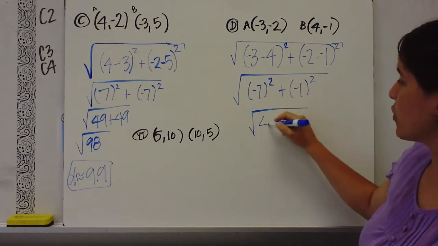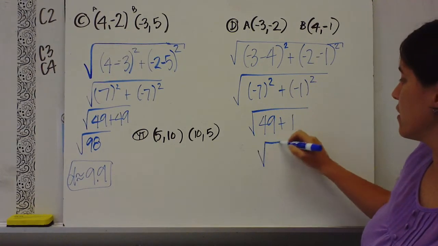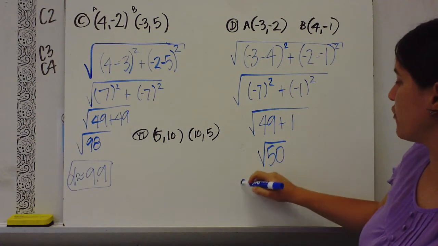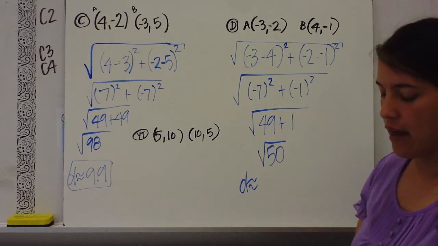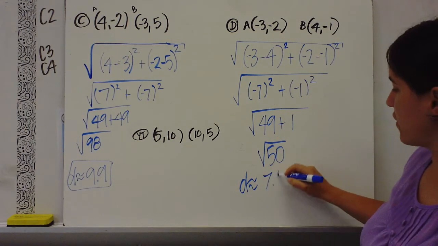Negative 7 squared is 49. Negative 1 squared is 1. Square root of 50. And then the square root of 50 is about 7.1.